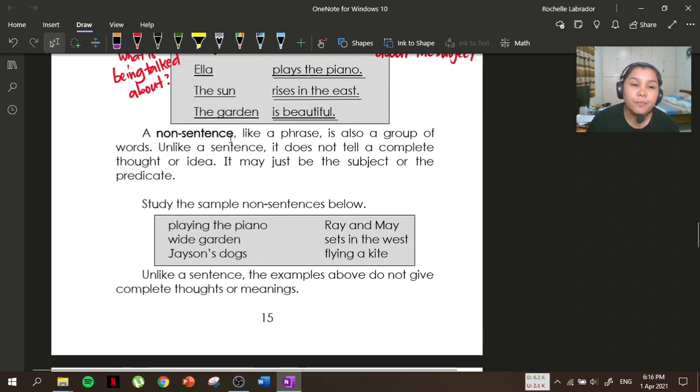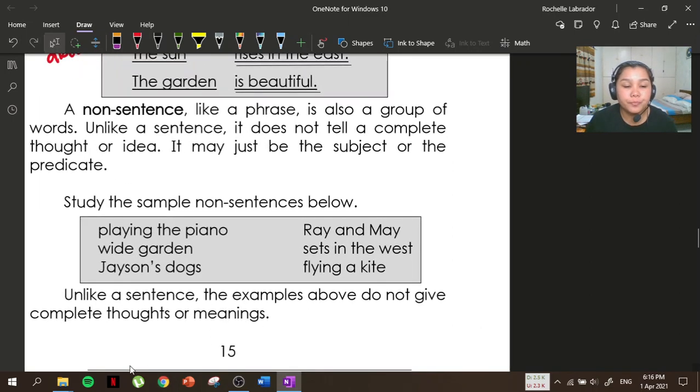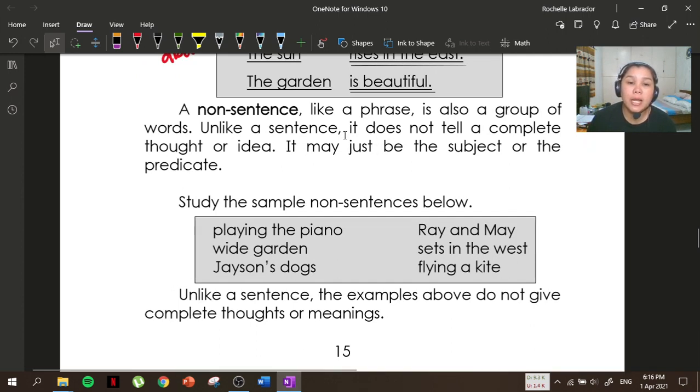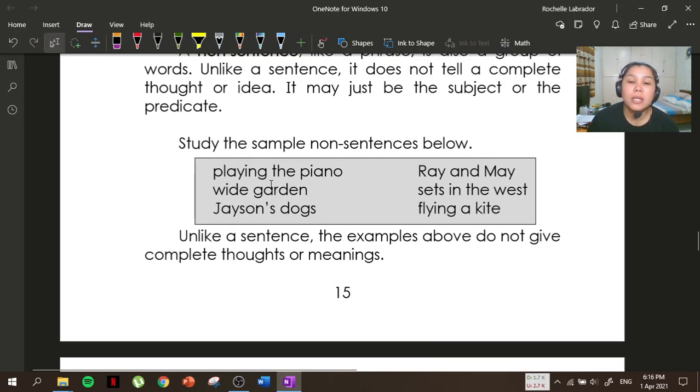But on the other hand, a non-sentence, like a phrase, is also a group of words. Pareho, group of words din with sentence. Unlike a sentence, it does not tell a complete thought or idea. So ito yung nabanggit na teacher. It may be just the subject or the predicate. Ibig sabihin, isa lang siya. Either may subject lang or pwedeng predicate lang. So study the sample non-sentences below. So this is what I have been saying. Playing the piano. So wala pa.